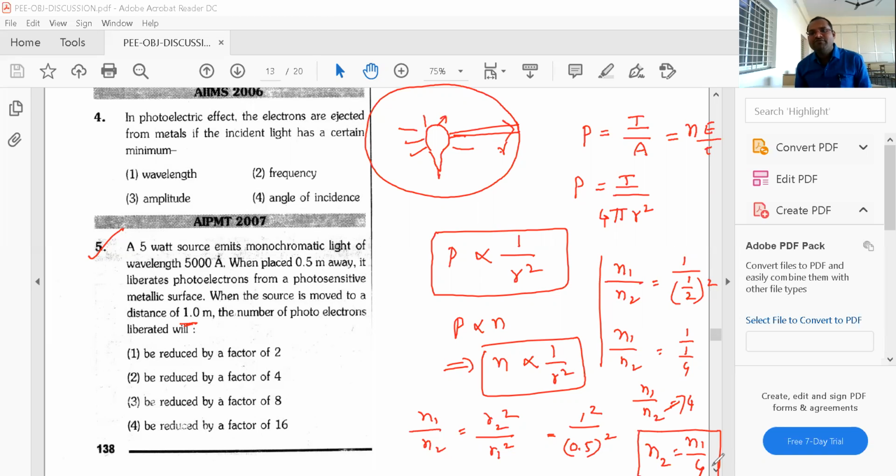So what happened to the number of photons when we move away? When we increase this distance, the number of photons decreases by how much? 4 times. So it reduces by a factor of 4. Option 2 is the right answer. Students, did you understand this clearly? I hope you are understanding clearly what solutions I am giving. Yes, it is important.